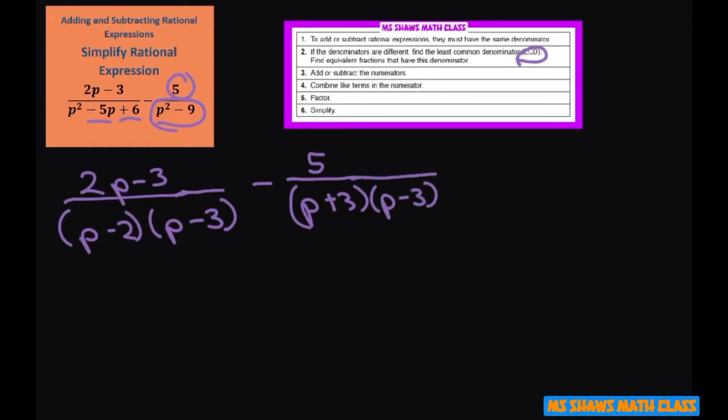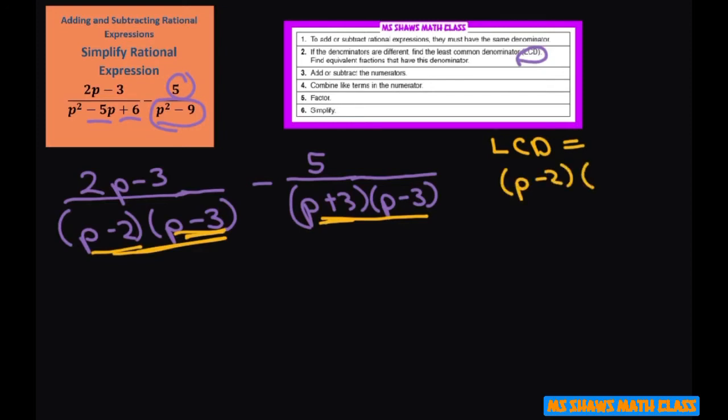So for your LCD, what you want to do, you don't want to overdo it. Least common denominator. You need both of those. And we already have it here. So we need to add that. Or you could say we need both of those, but we have to add that. So let's write our LCD equals p minus 2, p minus 3 times p plus 3. All three of those is going to be your LCD.